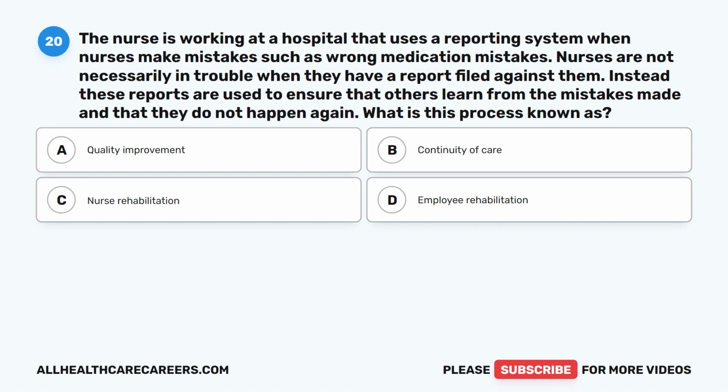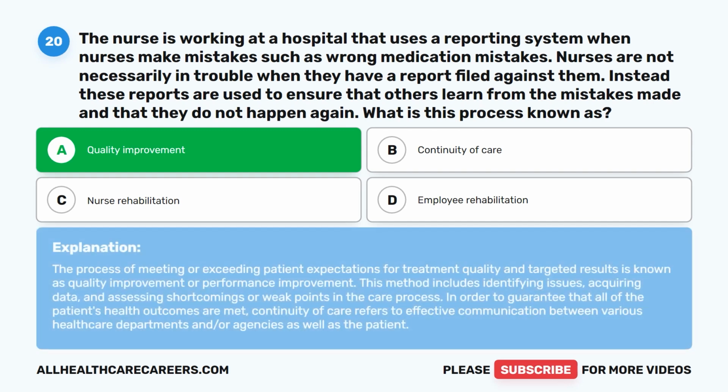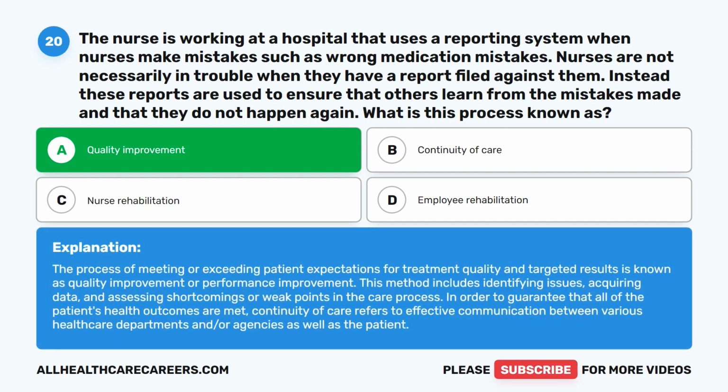A. Quality improvement. B. Continuity of care. C. Nurse rehabilitation. D. Employee rehabilitation. The correct answer is A. Quality improvement. The process of meeting or exceeding patient expectations for treatment quality and targeted results is known as quality improvement or performance improvement. This method includes identifying issues, acquiring data, and assessing shortcomings or weak points in the care process. In order to guarantee that all of the patient's health outcomes are met, continuity of care refers to effective communication between various healthcare departments and/or agencies, as well as the patient.